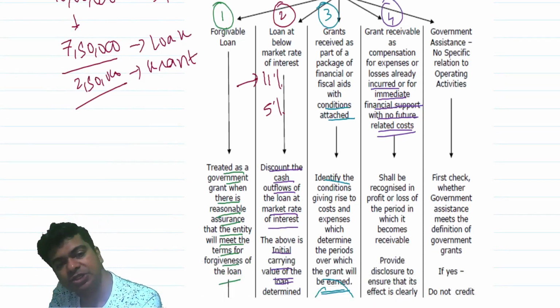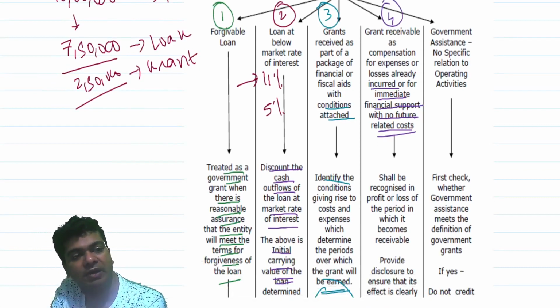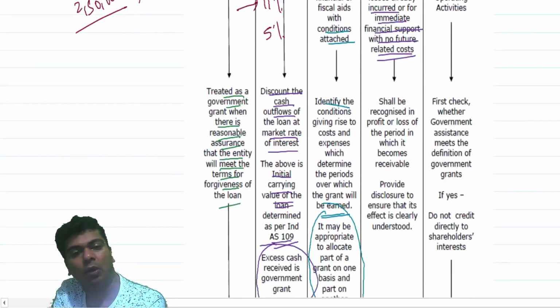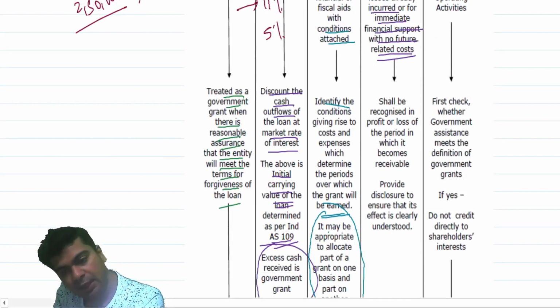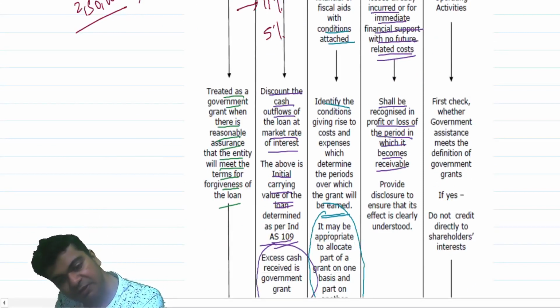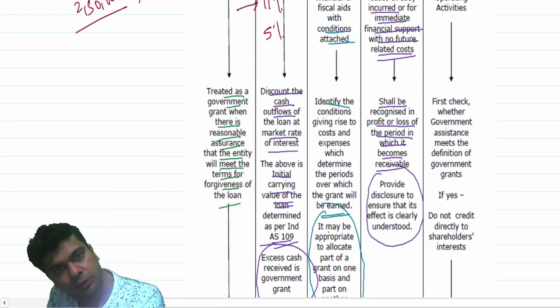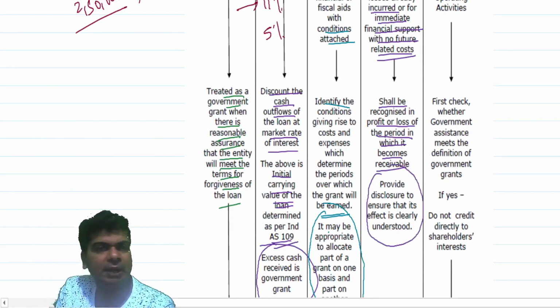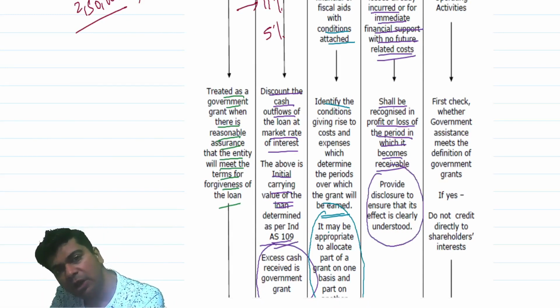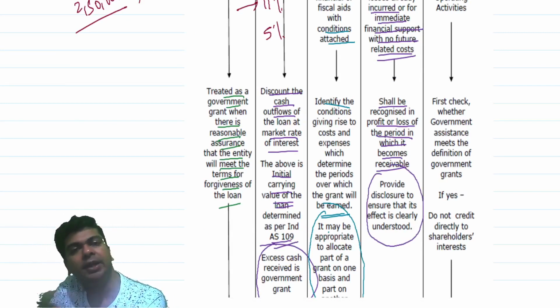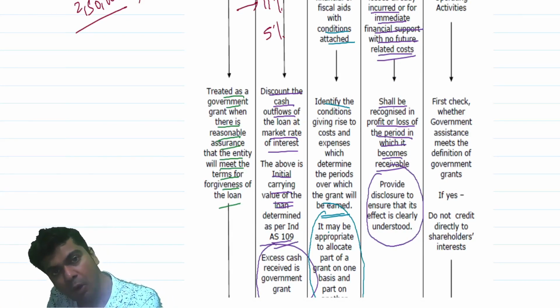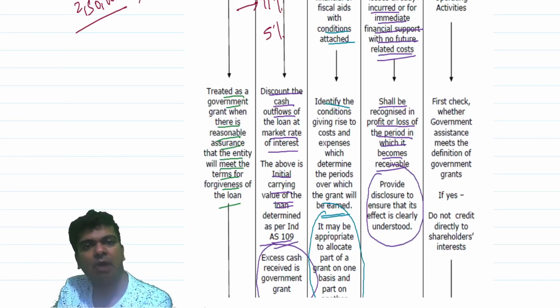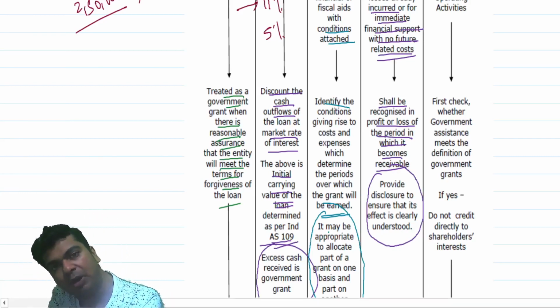And if it is an unconditional grant, we know it should be recognized in the profit and loss account. They say, shall be recognized in profit or loss of the period in which it becomes receivable. Provide disclosure to ensure that its effect is clearly understood. I have already debited the expenses to my P&L and now the government is compensating that. I should just credit it to the profit and loss account, isn't it? Or I can just deduct it from the expense. I had suffered a loss in the past and now I am receiving a grant. I'll just credit that to the profit and loss account.